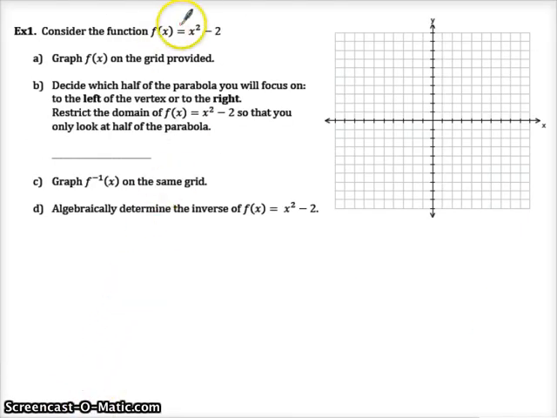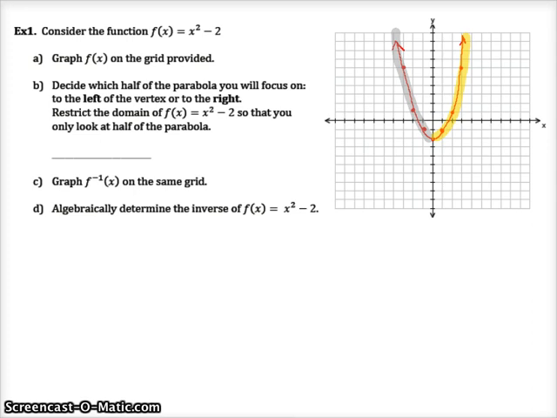Let's get a little more specific. Consider the function f of x equals x squared minus 2. Graph the function first. Decide which half of the parabola you will focus on, the left half or the right half. Let's do the right half just because it's a little bit easier. Restrict the domain so you only look at half the parabola. I really only want to focus on this half over here and forget that the other half exists. Let's only talk about inverting this side that's in the yellow.